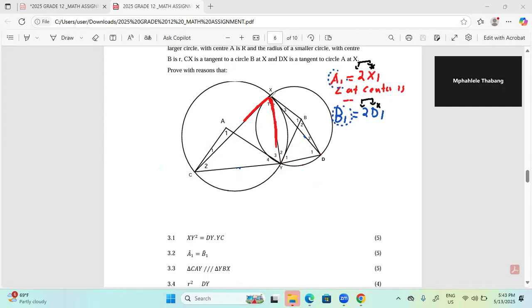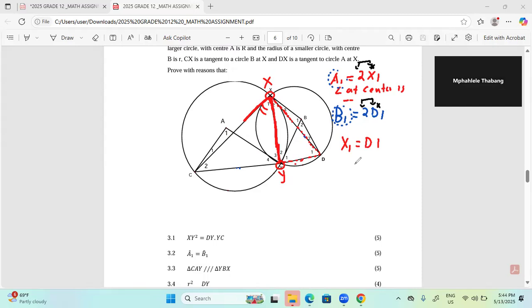We look at the angle between the tangent and the chord, which is X1. And then we know that the angle between the tangent and the chord is equal to the angle in the other segment. To find that angle, I said use the chord XY. So you move from X, you move from Y, X is here, Y is here. You move from X, you move from Y, you meet at D1. So X1 equals D1.